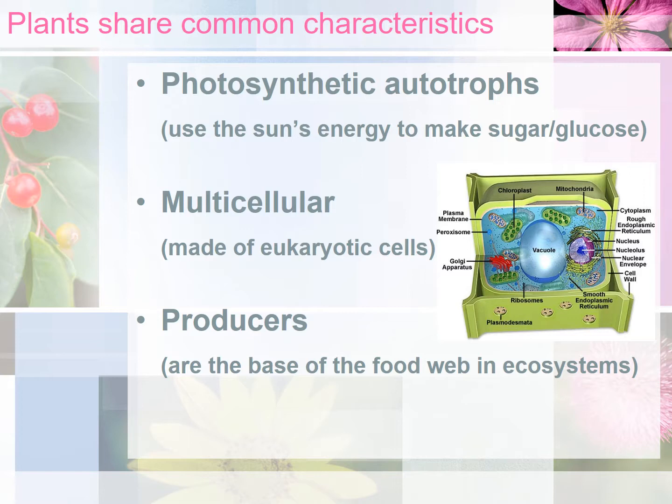First, they are all photosynthetic autotrophs, and that means that they all use the sun's energy to make sugar or glucose. So we've talked about photosynthesis, and autotroph simply means that they can make their own food. Humans are heterotrophs. We cannot make our own food. We saw this when we did our evolution lesson with our little Pac-Man as our heterotroph.